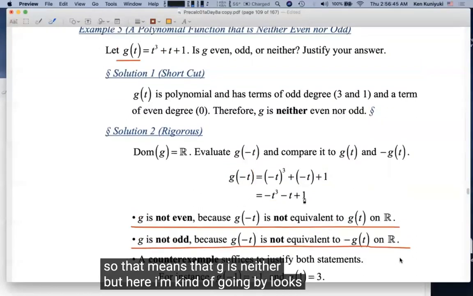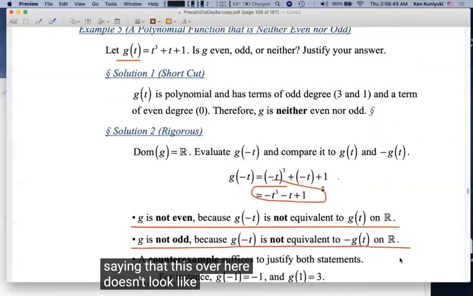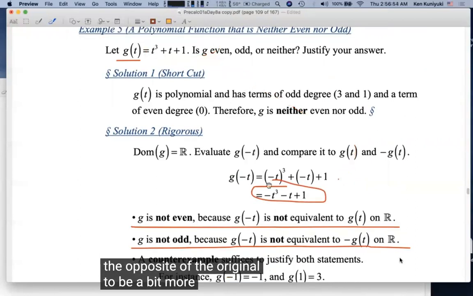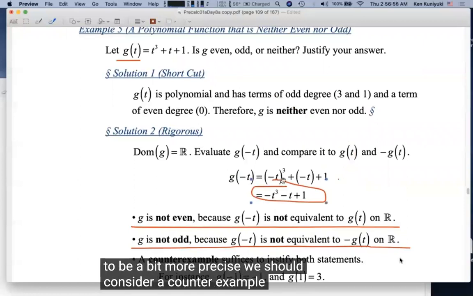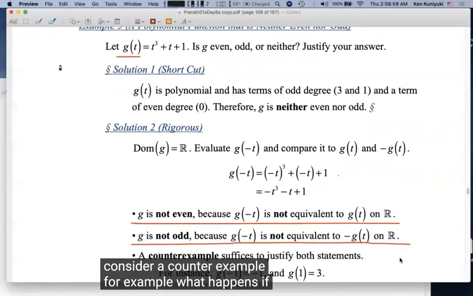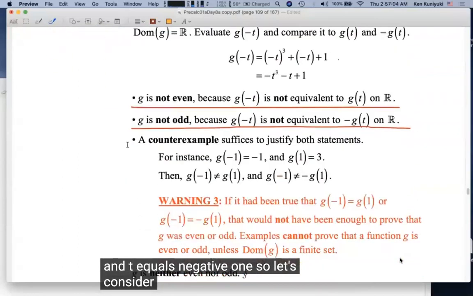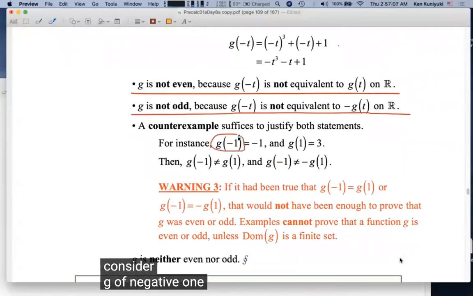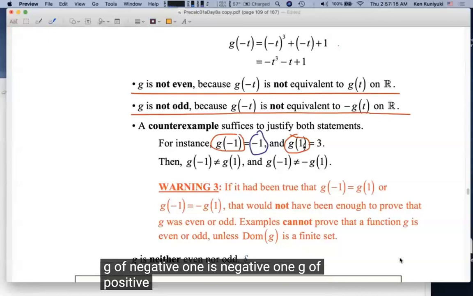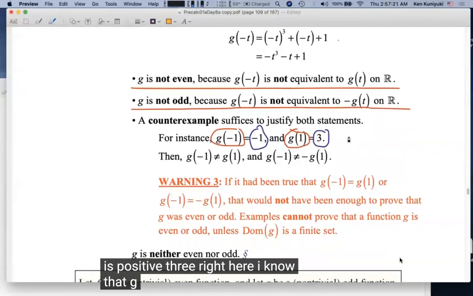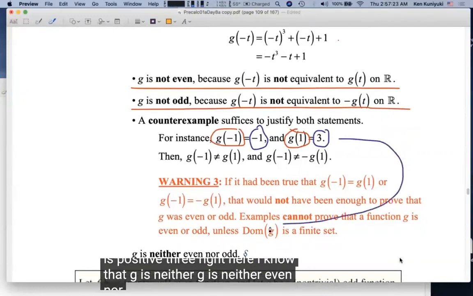But here I'm kind of going by looks. I'm saying that this over here doesn't look like it's equivalent to or the opposite of the original. To be a bit more precise, we should consider a counterexample. For example, what happens if we plug in t equals 1 and t equals -1? So let's consider g of -1 and g of +1. G of -1 is -1. G of +1 is +3. Right here, I know that g is neither. G is neither even nor odd.